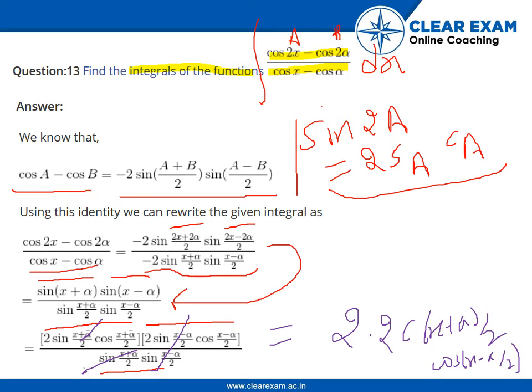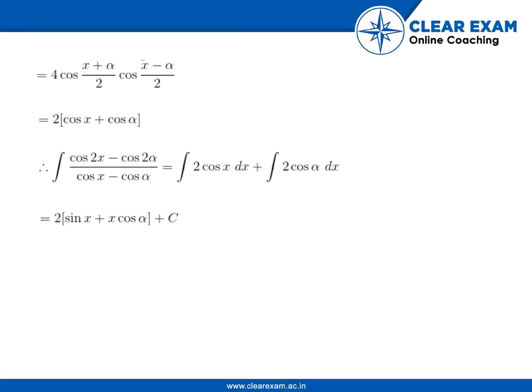Now let us move to the next slide. Okay, so finally we have 4 cos((x plus a)/2) cos((x minus a)/2).